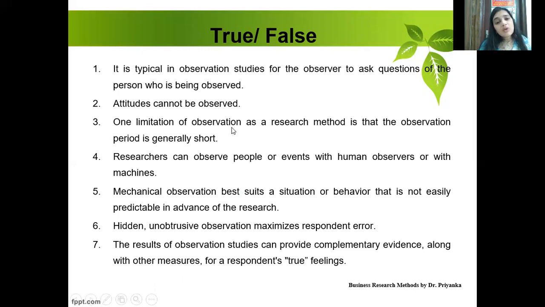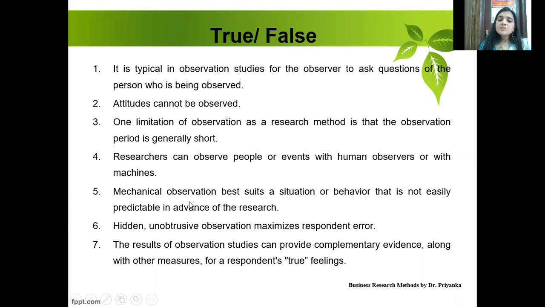Third, one limitation of observation as a research method is that the observation period is generally short. Yes, it is a limitation. It is true. If you go for longer periods of observation, then it would not be possible, or it is very costly. Fourth, researchers can observe people or events with human observers or with machines. Yes, 100% true. You can observe people or events through both humans as well as machines.